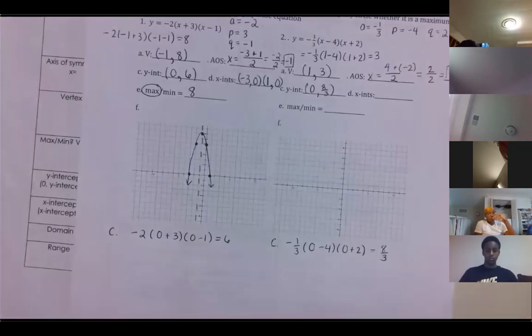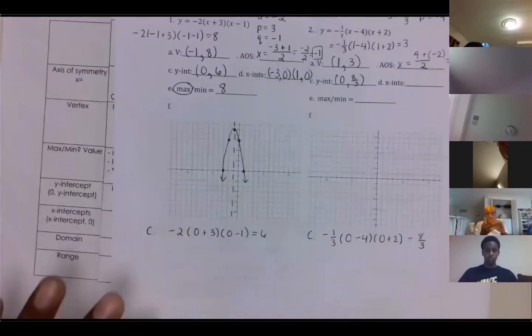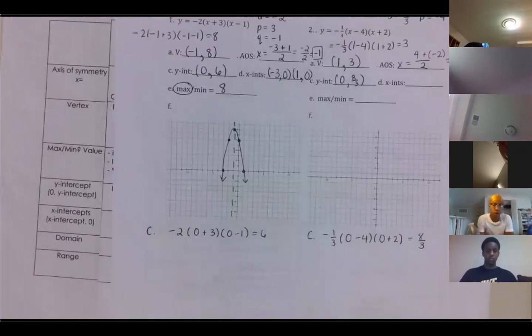Okay, this is the part that gets real fun. X-intercepts. We haven't talked about X-intercepts yet. It's only for factored form. So for the X-intercepts, what am I going to get for my X-intercepts? What do you have for me, Conrad?